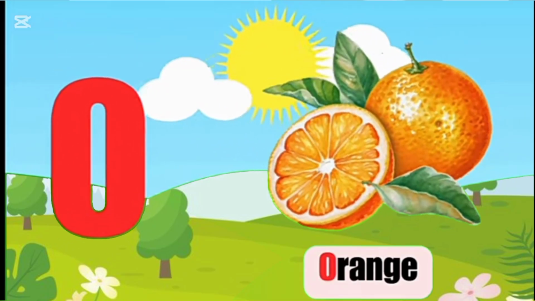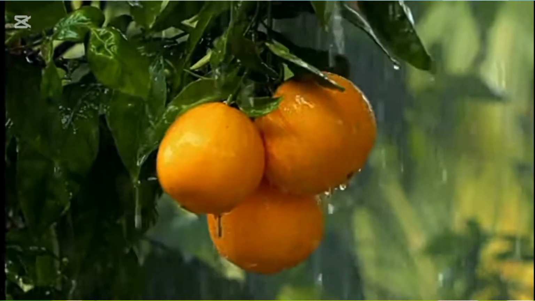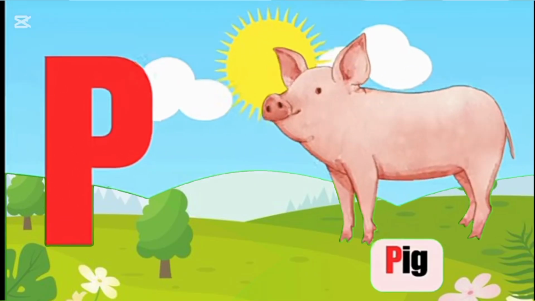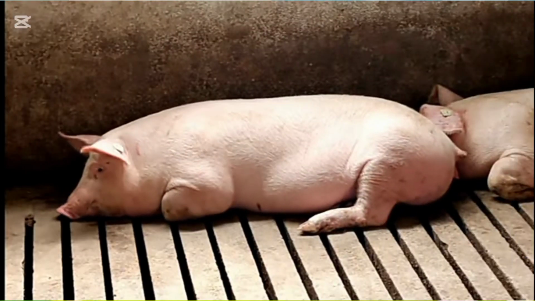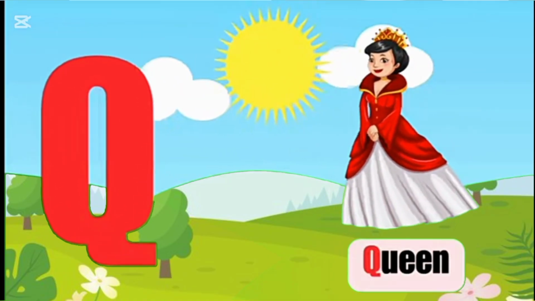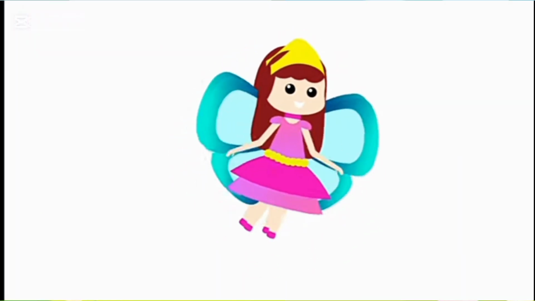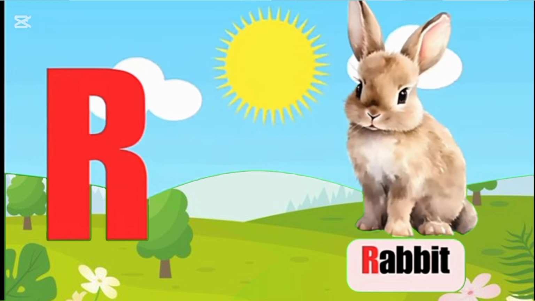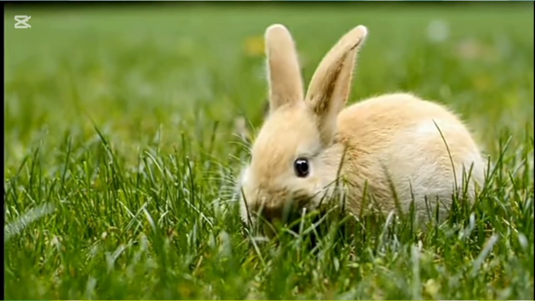O. O for orange. Orange, orange. P. P for pig. Pig, pig. Q. Q for queen. Queen, queen. R. R for rabbit. Rabbit, rabbit.